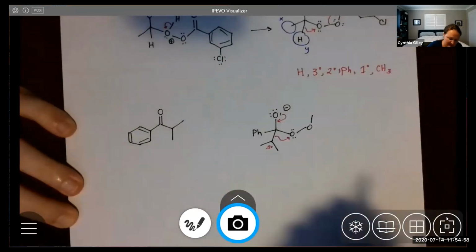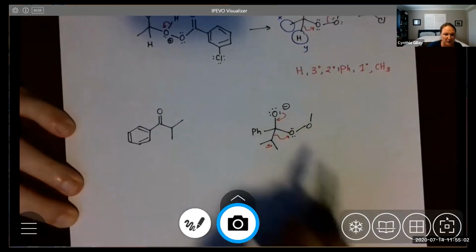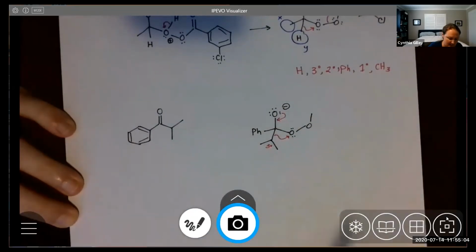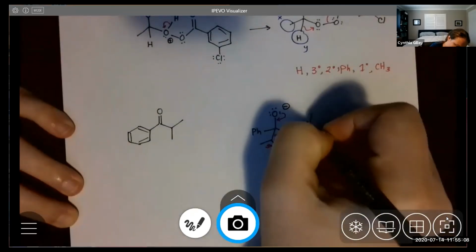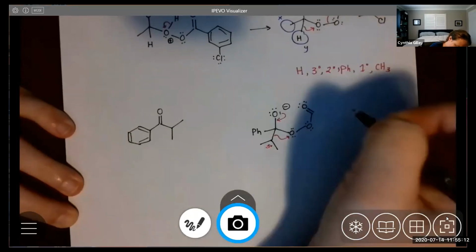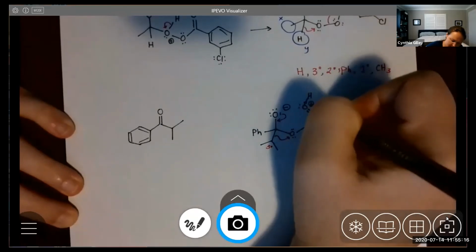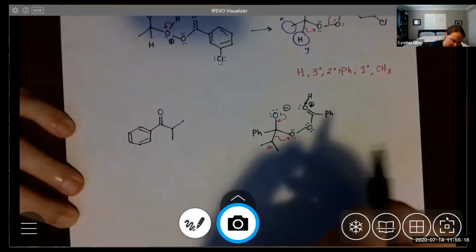Yeah. You could shift the methyl over, you could shift the isopropyl group over. You have to look at this priority to figure out what gets shifted. So it's the same idea. Shift that over.